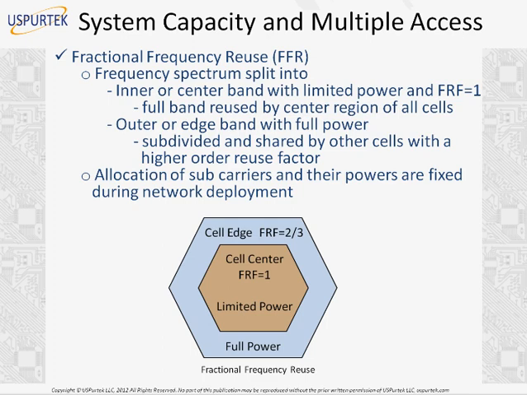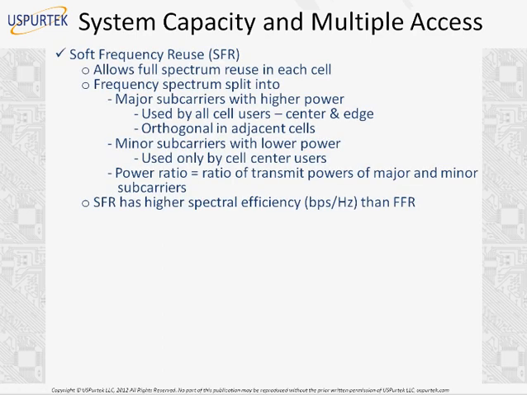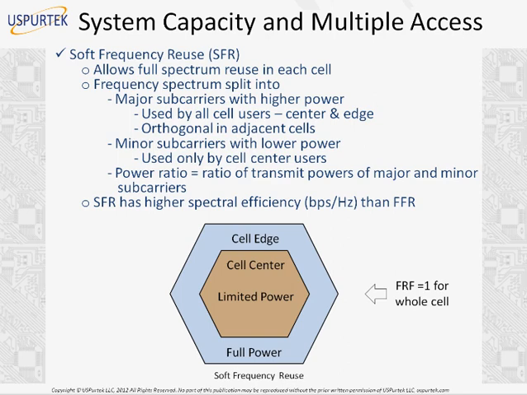This is how we allocate the subcarriers. We allocate subcarriers at the time of network deployment, so it's a fixed scheme. When we deploy it, we just fix, okay, this is the frequency spectrum assigned to cell center users with limited power, and cell edge users have 2/3 of the spectrum, but the 1/3 is shared with the adjacent cell. This is one way of doing it. But a more preferred way of doing it for LTE and other networks, which has evolved over the last few years, is the soft frequency reuse.